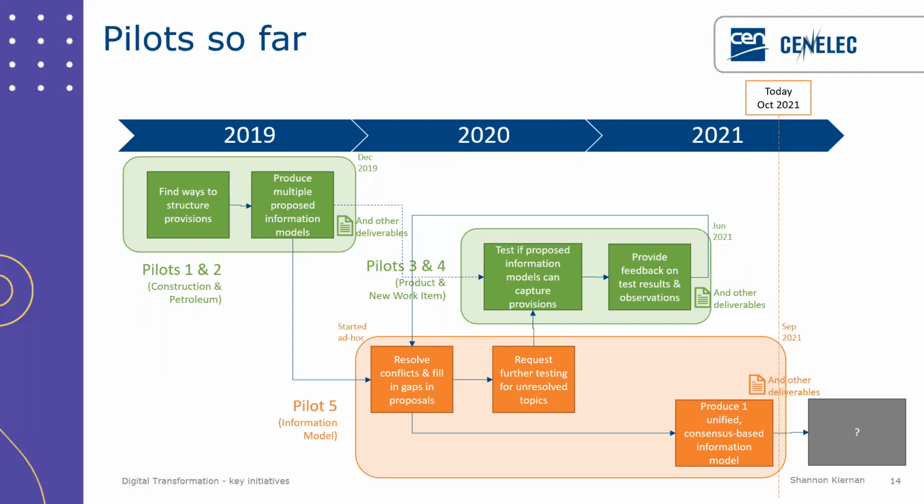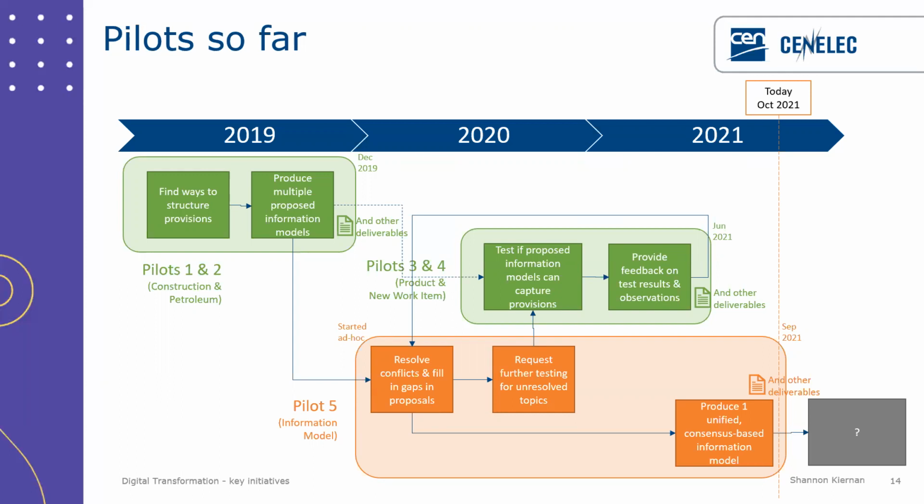After that, the intention was to go with pilots 3 and 4, focused on a product standard that already existed and a new work item. The idea there was to see at the time of creating the content, was there anything in particular that we needed to focus on during that phase, which might be different compared to if it had already been drafted and you're trying to convert it later.